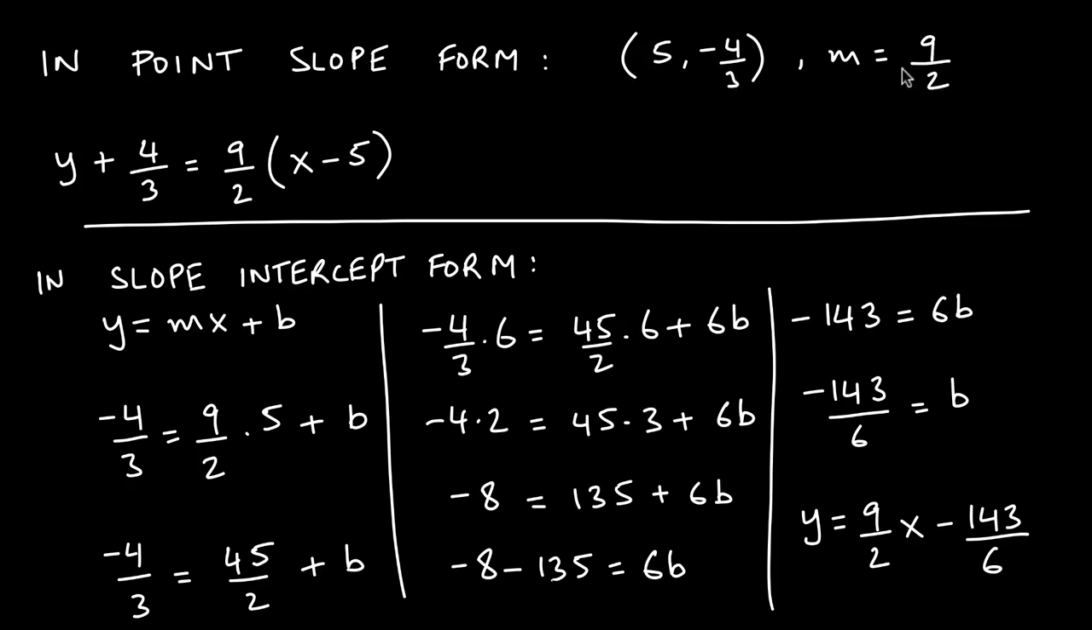Now, between these two, finding the point slope form is really quite easy. We can just do y minus y1 equals m times x minus x1. Y is just here, minus a negative 4/3. A negative times a negative would make it a positive 4/3, equals m, which is 9/2 from the previous slide, times the quantity x minus x1, which happens to be 5. And that's it. If the question asks for you to find the equation in point slope form, this is done.